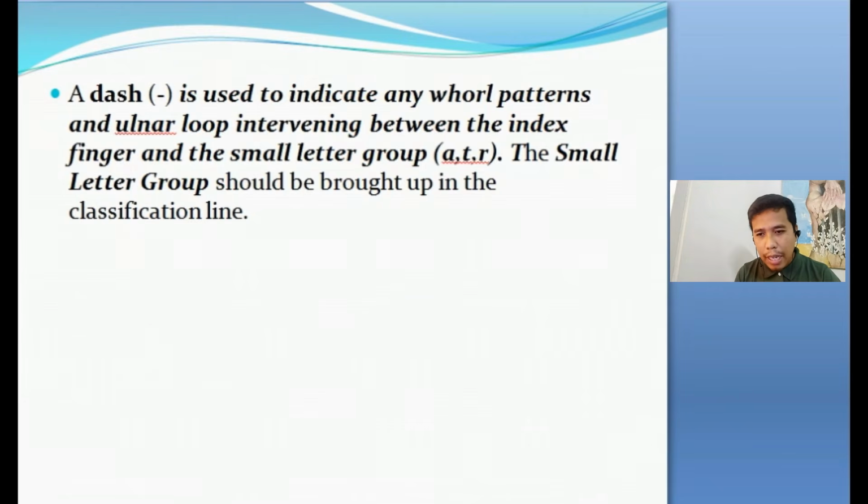For example, plain arch. Tapos yung pangalawa is plain whorl. Tapos yung pangatlo is tinted arch. So basically, the plain whorl is intervening between the plain arch and the tinted arch. So lagyan po natin ng dash. Ang symbol dyan is dash. Okay? So for example again, plain arch, plain whorl, tinted arch. So the symbol should be A dash T. Bakit A dash T? Yung dash ay representation ng whorl na nag-intervene, nasa gitna. Pero kung wala sa gitna, for example, plain arch, tinted arch, tapos plain whorl, so di na kailangang maglagay ng dash kasi wala sa gitna yung whorl pattern.